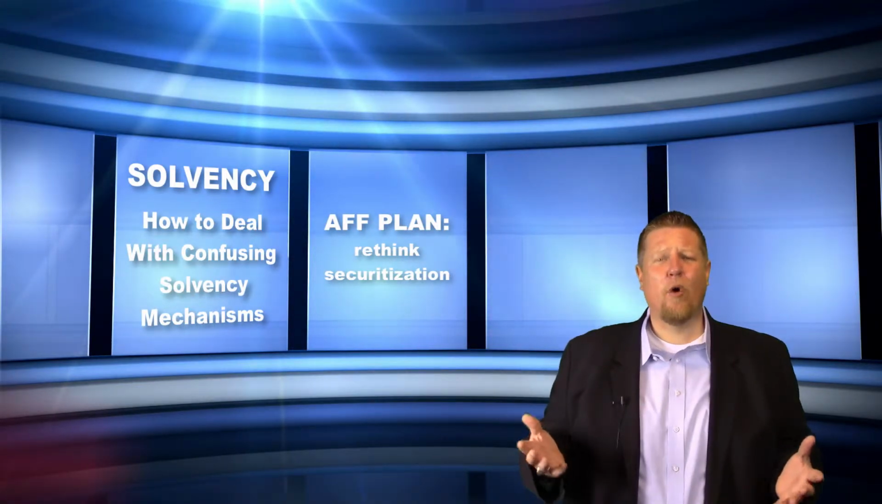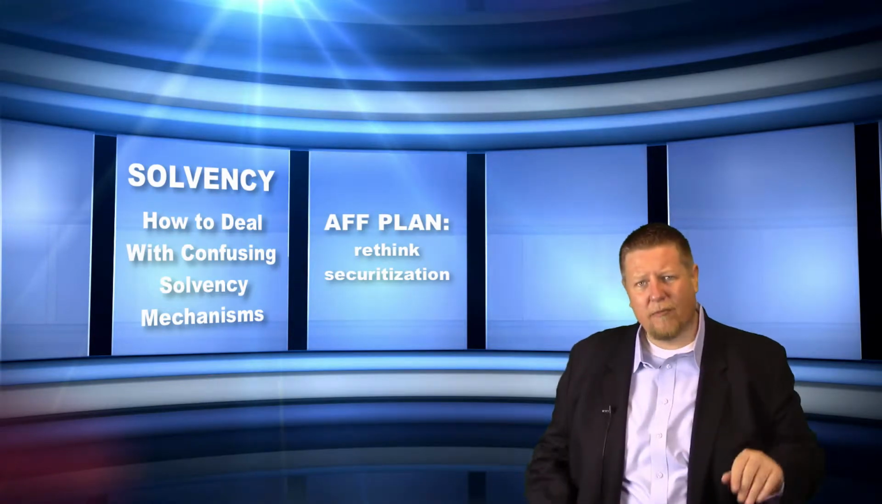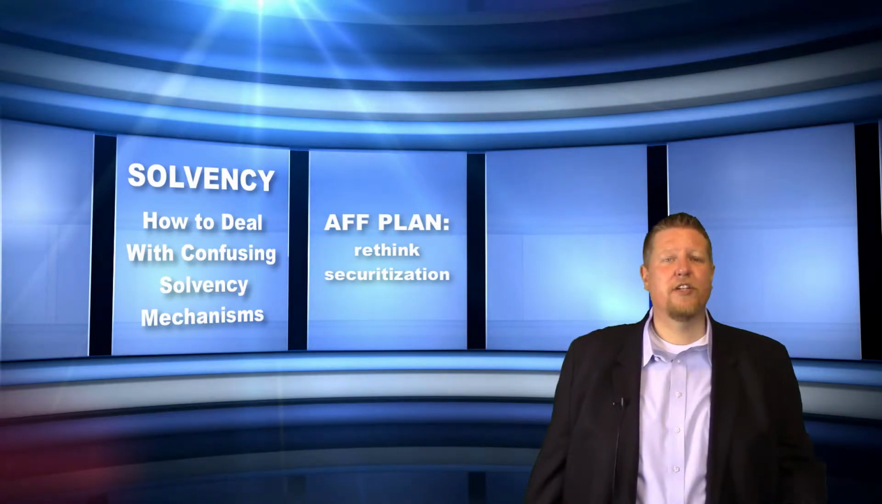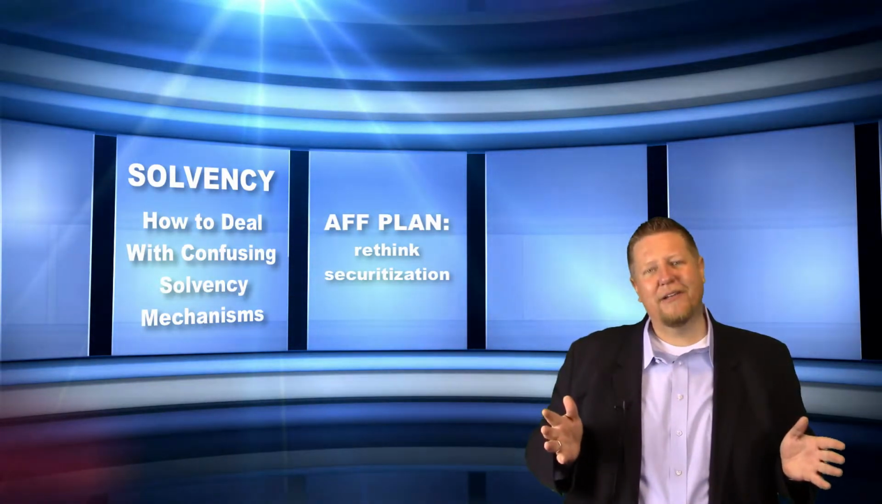It's like trying to pin down a watermelon seed with your thumb. As soon as you think you have it pinned down, it slips out from underneath you. And vague affirmative plans try to do the same thing. The affirmative can just slip out of negative arguments by saying, that's not really what our plan does.